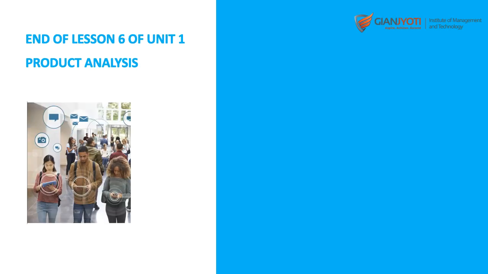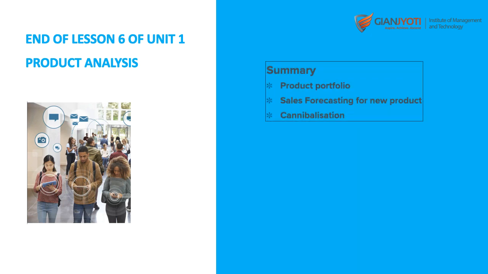So that is the end of lesson 6. Let me summarize for you. We talked about product portfolio where we looked at the BCG matrix, which is very important, and then you use the analytics to see how you can build up on the strategies and the tactics that you want to employ depending on where your product falls in the BCG matrix. We talked about sales forecasting, especially for the new product, and then lastly we talked about cannibalization.